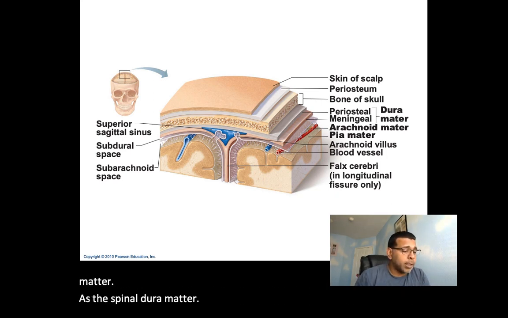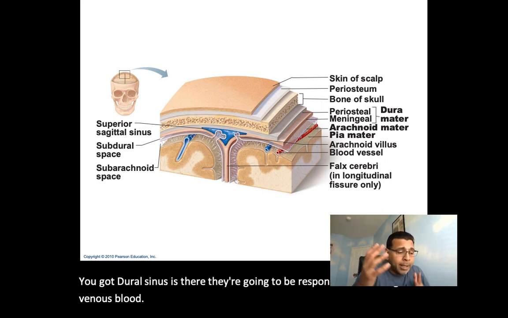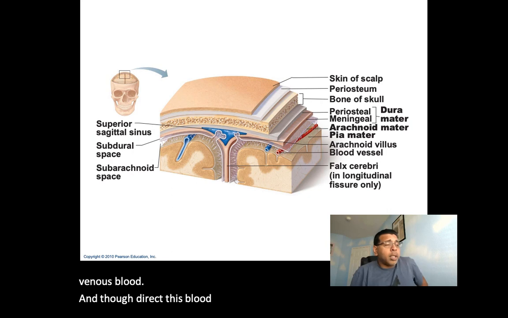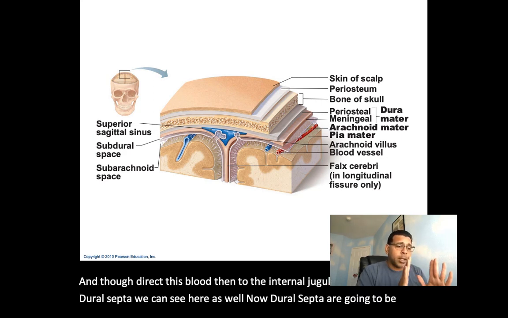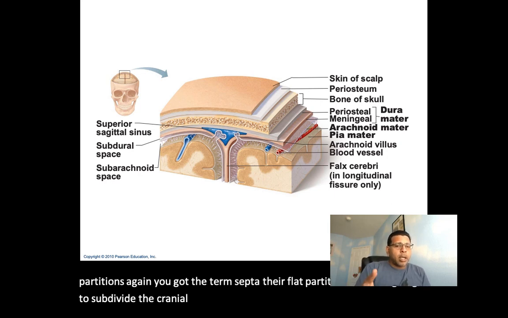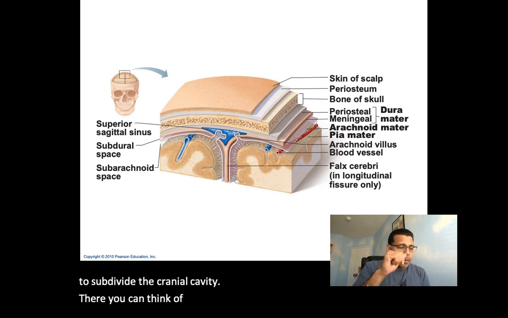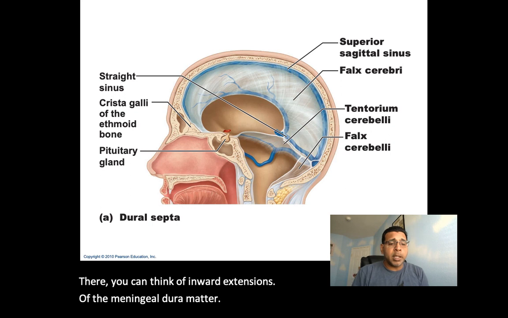You've got dural sinuses there. They're responsible for collecting venous blood, and they'll direct this blood to the internal jugular vein. Dural septa we can see here as well. Now, dural septa are flat partitions. Again, you have the term septa there. Flat partitions that subdivide the cranial cavity. You can think of them as inward extensions of the meningeal dura mater. You can appreciate them here in this picture very well.